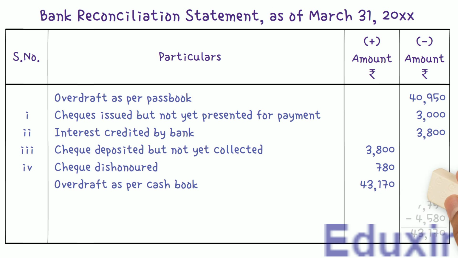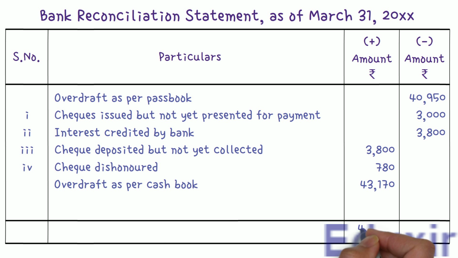Now the total of all the entries in the plus amount column is 47,750 rupees. Similarly, the total of all the entries in the minus amount column is 47,750 rupees. With that, we have come to the end of this solution.